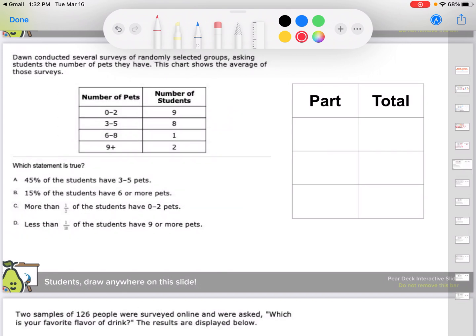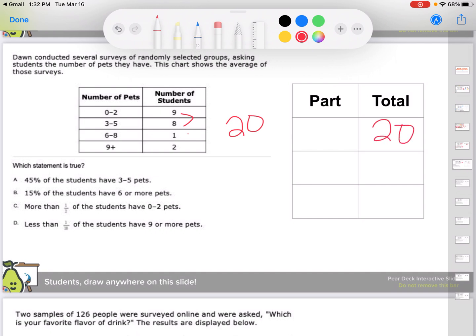Don conducted several surveys of randomly selected groups asking students the number of pets that they have. Okay, so let's figure out the total. So that's 17, 18, 19, 20. So she asked 20 students. Which statement is true? So my total is 20.